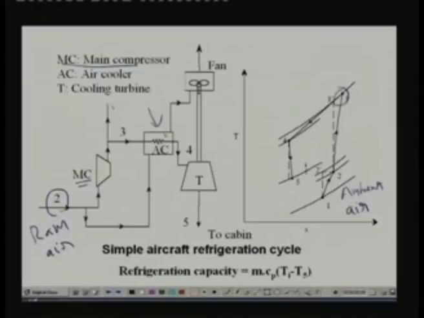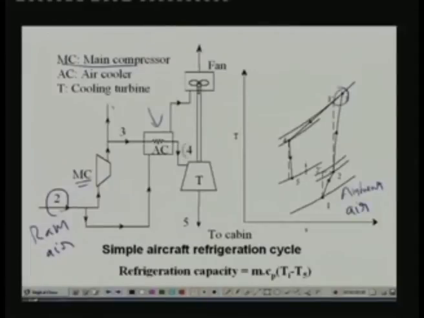And how do we cool this air here? We again use the ram air for cooling this air. You can see that the temperature at point 3 is much higher than the temperature at point 2, so you can use the ram air for cooling this air. The process 3-4 is what occurs in the after cooler. The temperature decreases almost isobarically from 3 to 4, and ram air is used for cooling this.